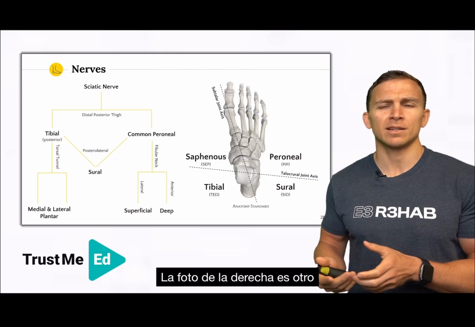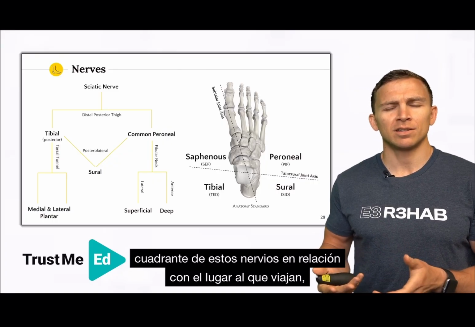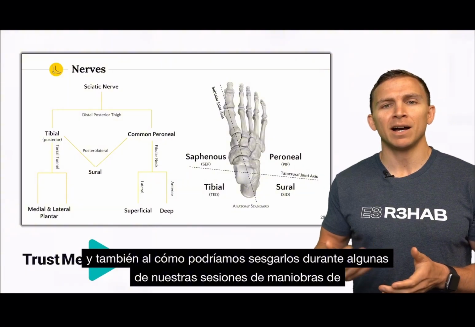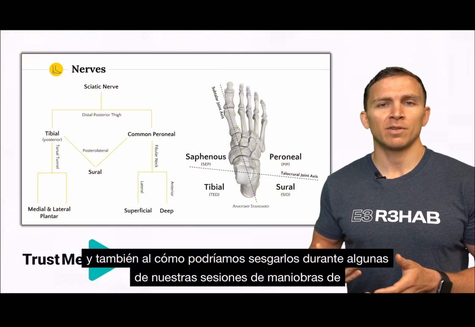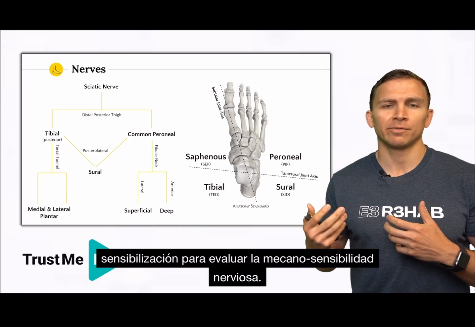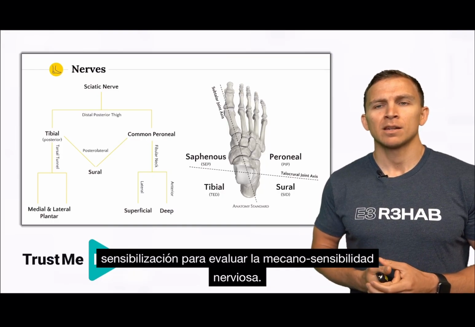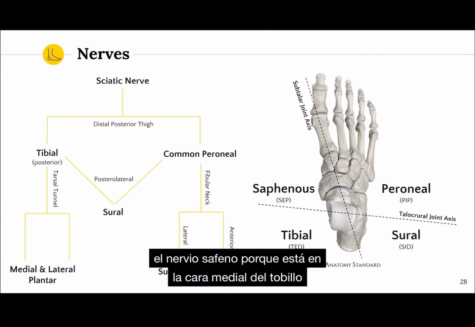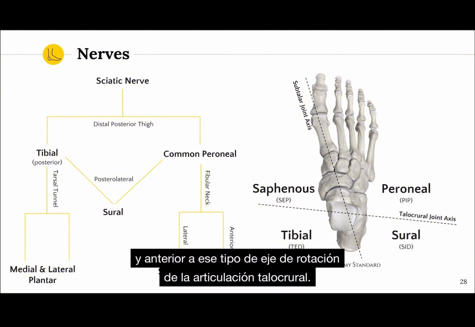The picture on the right is another quadrant of these nerves as it relates to where they travel, but also how we might bias them during some of our sensitizing maneuvers to assess for nerve mechanosensitivity. So in the upper left quadrant, we have the saphenous nerve because it's on the medial aspect of the ankle and anterior to that talocrural joint axis of rotation.